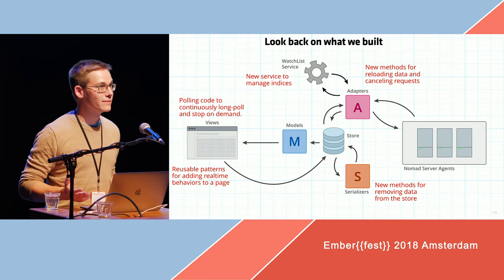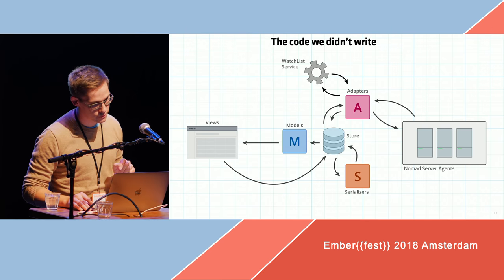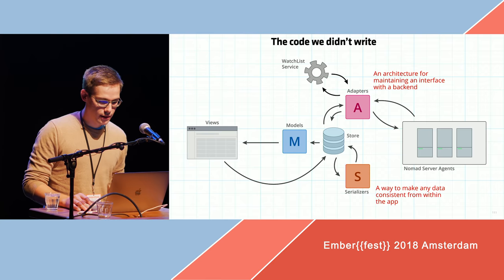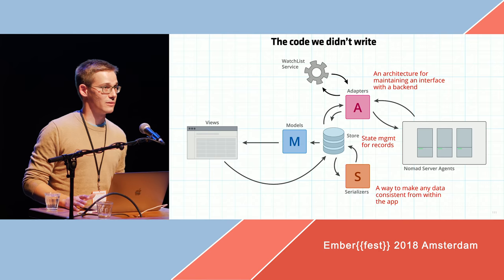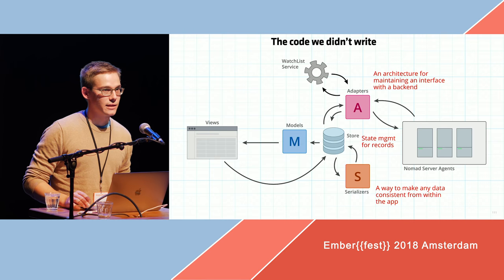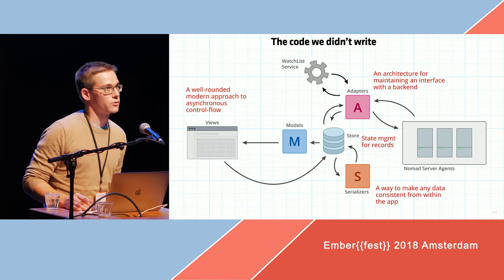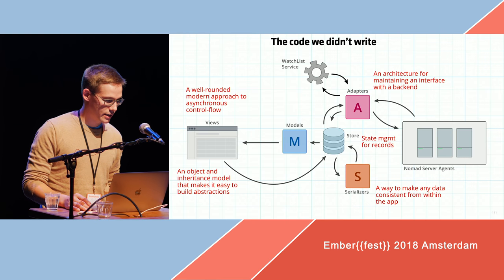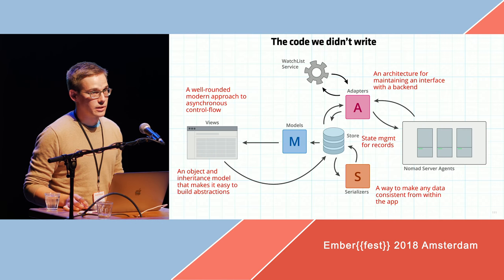This sounds like a lot of stuff, and it is a lot of stuff, but I also want to look at all the code we didn't write. Ember Data already shipped with an architecture for maintaining an interface with a backend. It already has a way to make any data consistent from within the app. It's already doing all the state management for records for you. And I actually laughed at Tom Dale's thunk joke, because that's a nightmare. And we have a well-rounded, modern approach to asynchronous control flow with Ember Concurrency that we didn't have to write ourselves. Plus, an object inheritance model that makes it really easy to build abstractions that come from Ember's object layer.